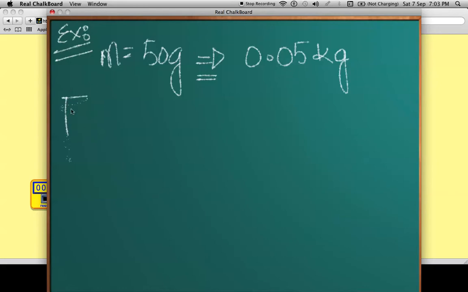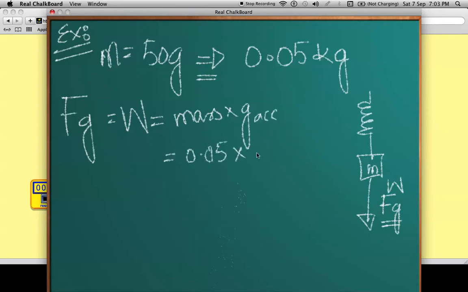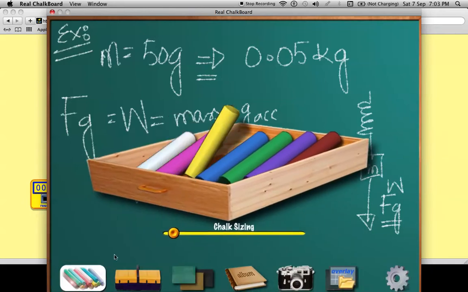Now let's find out the gravitational force, because you know that if this is the spring and this is the mass attached to it, the only force that this mass would have on this spring would be the downward force because of this mass, which is known as the gravitational force or weight. So we know how to calculate weight, which is mass times gravitational acceleration. So the mass in kilograms is 0.05 kilograms times the gravitational acceleration, which is approximately 10. So the weight becomes 0.5 newtons. This is the force that is exerted on the spring.